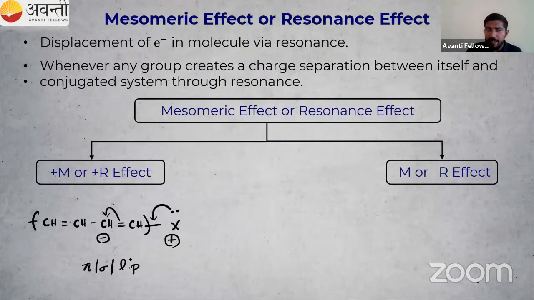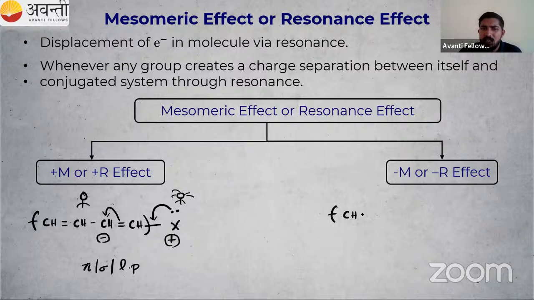This is me. This is my friend. My friend is giving some money to me, so I am getting a positive impact. So I can call it plus M or plus R effect. M means mesomeric, R means resonance effect. Almost the same, but the definition given for the resonance effect is unidirectional, while this mesomeric effect is directional. From here to here, I am getting some money. So what about this one? Minus M or minus R effect.